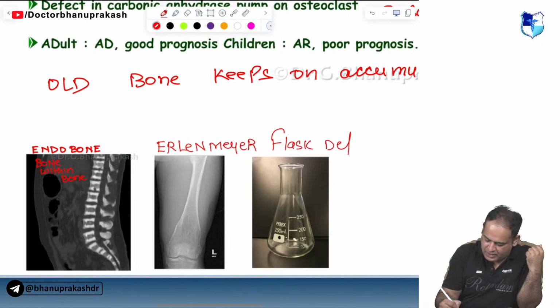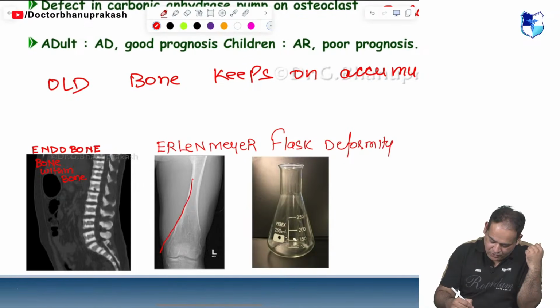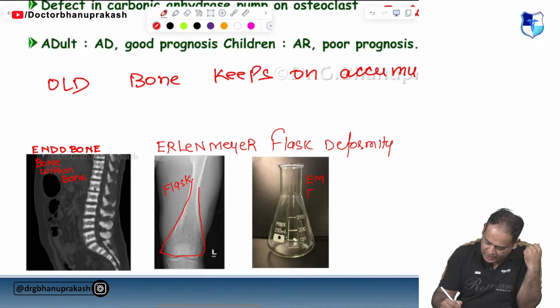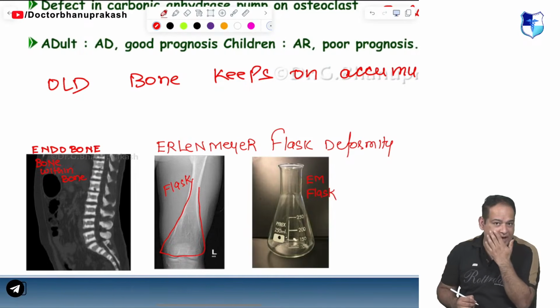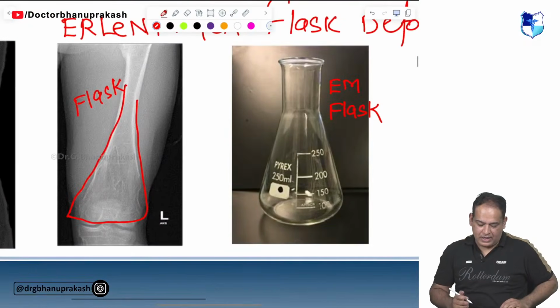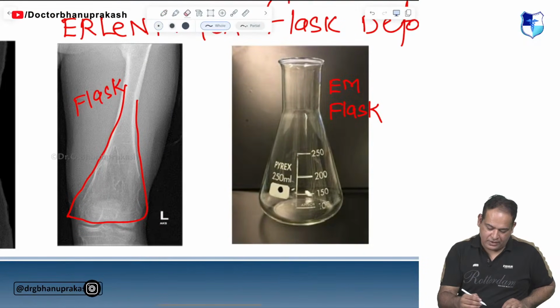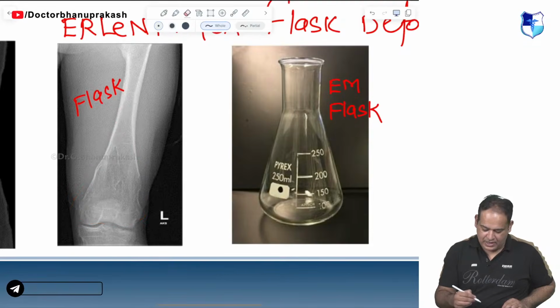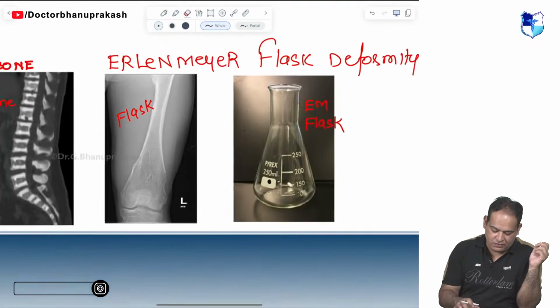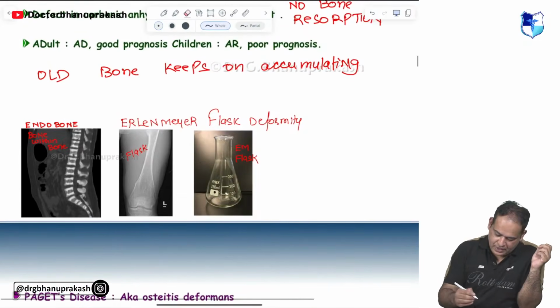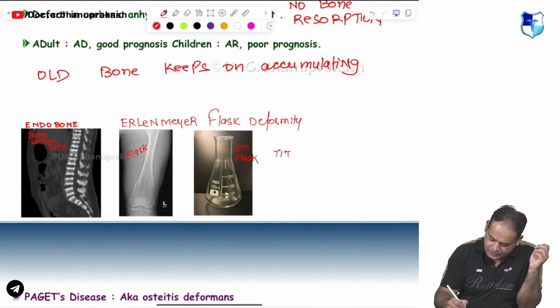Erlenmeyer flask deformity. See here, the lower end of the bone appears like a flask. Which flask? Erlenmeyer flask. Like this. The lower end of the bone appears like an Erlenmeyer flask deformity. Now, treatment here is stem cell transplantation.